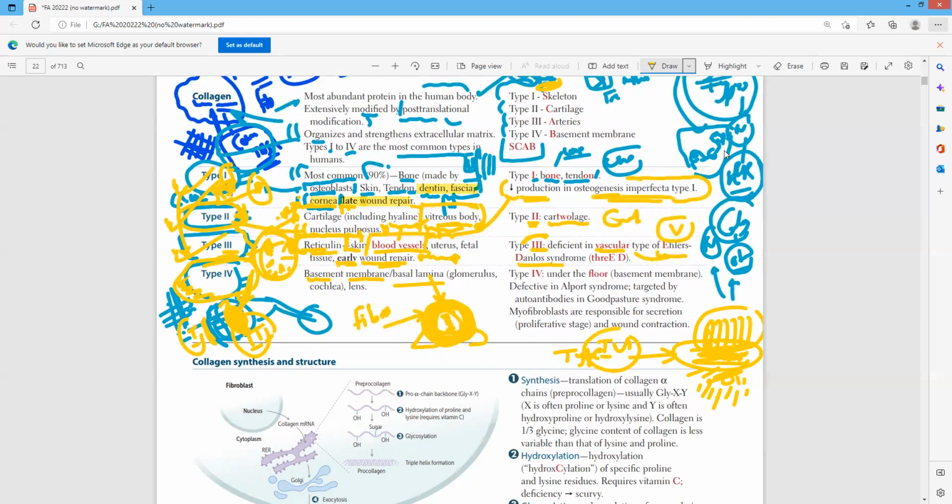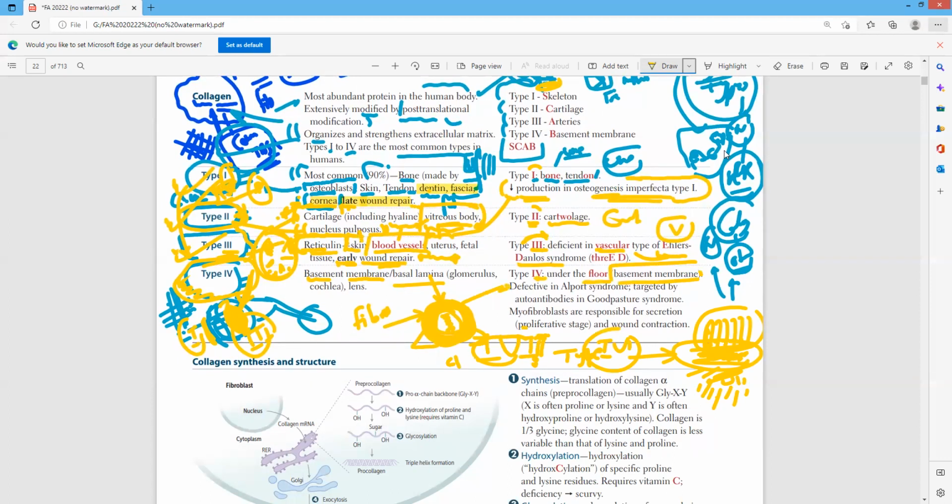To remember that, V means 5, so 1 before V is 4, and 1 after V is 6, 2 after V is 7, and 3 after V is 8. These are the Roman numerals. So remember, type 4 is under the floor, which is called the basement membrane.